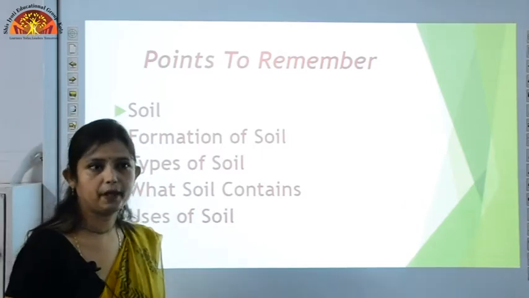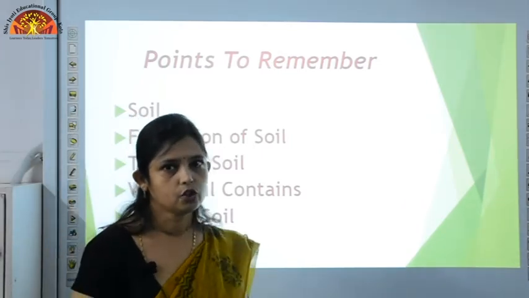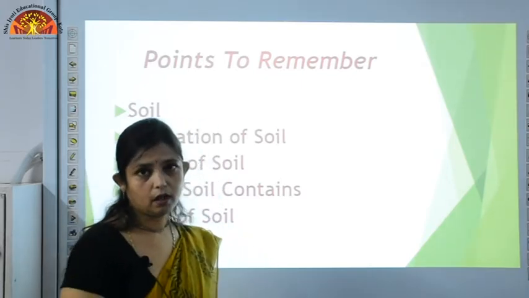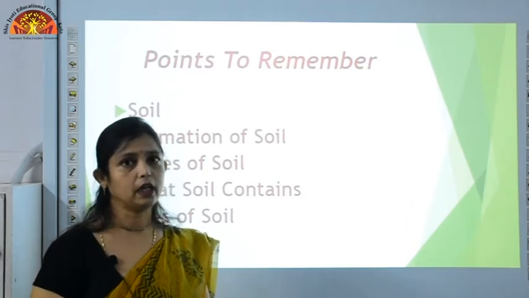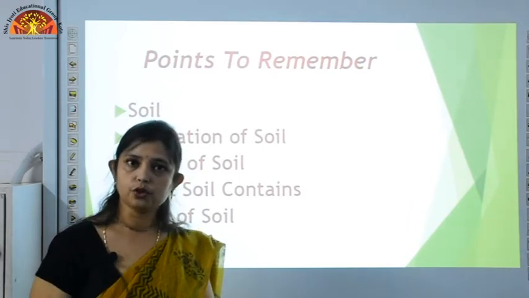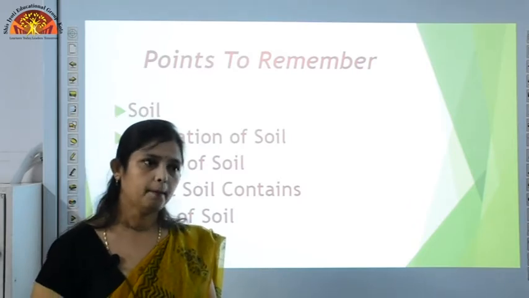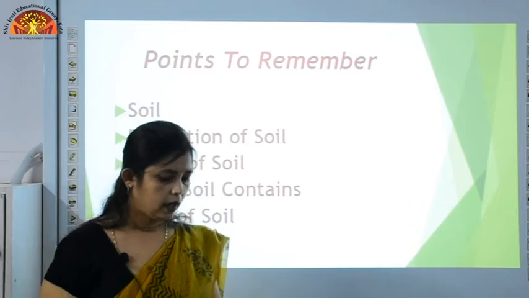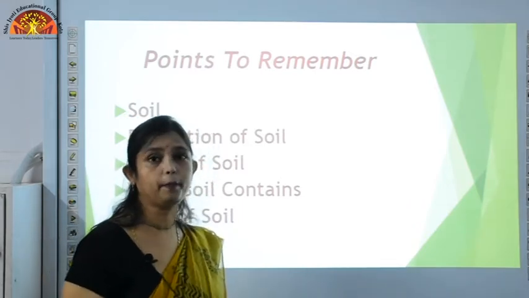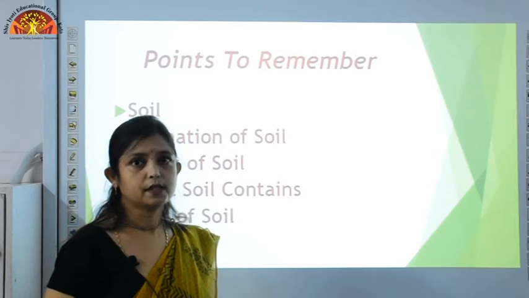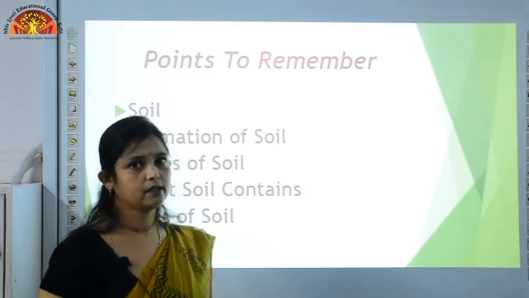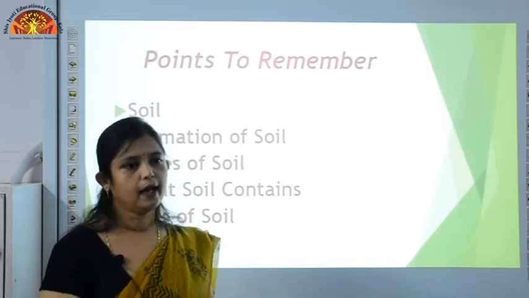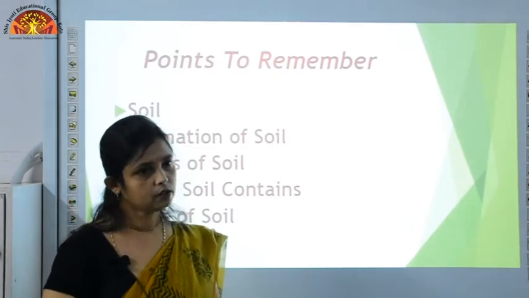Now we come to the last topic of this chapter, that is the uses of soil. Students, soil is a very useful non-living thing, and we have just discussed that soil is very important for growing plants. So this is the most important use of soil, that it is used for growing plants. Secondly, plants fix themselves with the help of their roots into the soil, and not only this, it is home to many animals like ants, earthworms, snakes, rabbits, moles, rats. So many animals live in the soil. Some of them make burrows inside the soil, and some live on the surface layer of the soil only.